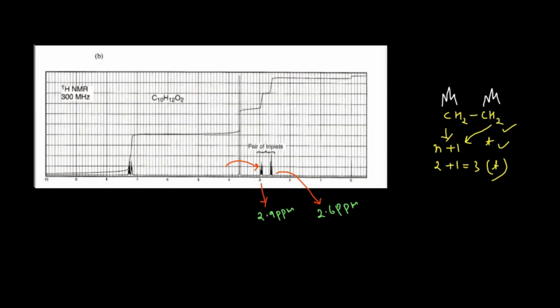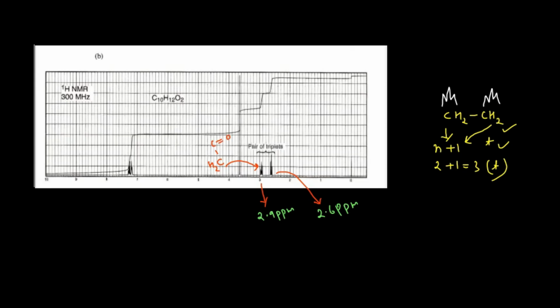But this signal, which is the downfield signal, must be connected to some electronegative group, but not directly to the oxygen, because oxygen shifts this particular signal way downfield, but it is present at 2.9 ppm. It clearly indicates that this is connected with the carbonyl group. So I'm telling you this signal is due to the CH2 group which is connected to the carbonyl group. So one thing is sure.